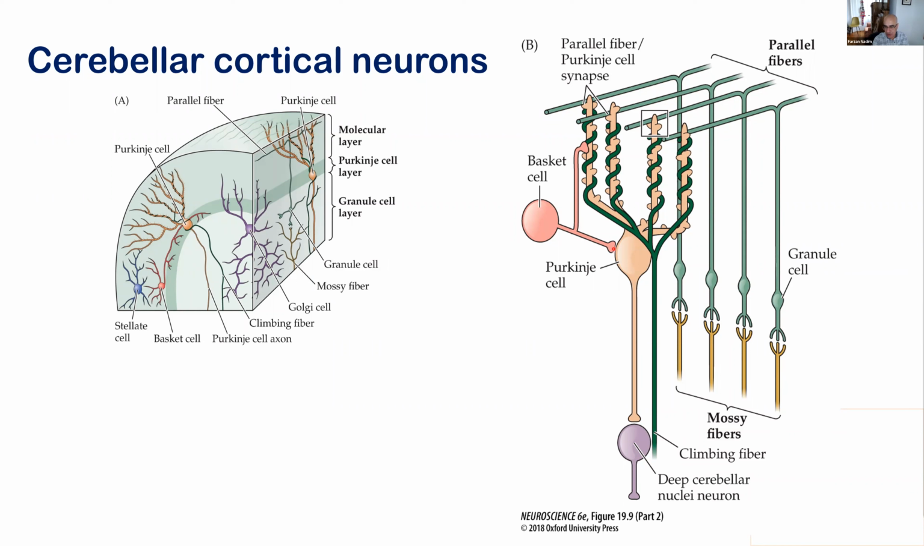The different types of interneuron, stellate cells, basket cells, and Golgi cells, are GABAergic. The basket cells have very strong inhibition onto the Purkinje cell and shape the simple spike activity by producing pauses in it. So that's what the basket cells are supposed to do.